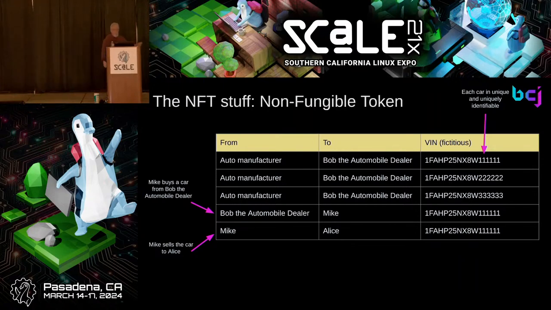So what happens is Bob, the automobile dealer, sells a car to Mike. He's transferring the token based on the VIN number. And then Mike decides two years from now to sell that NFT, that non-fungible token, to Alice through the VIN number. The important thing about an NFT is that it is unique and uniquely identifiable.